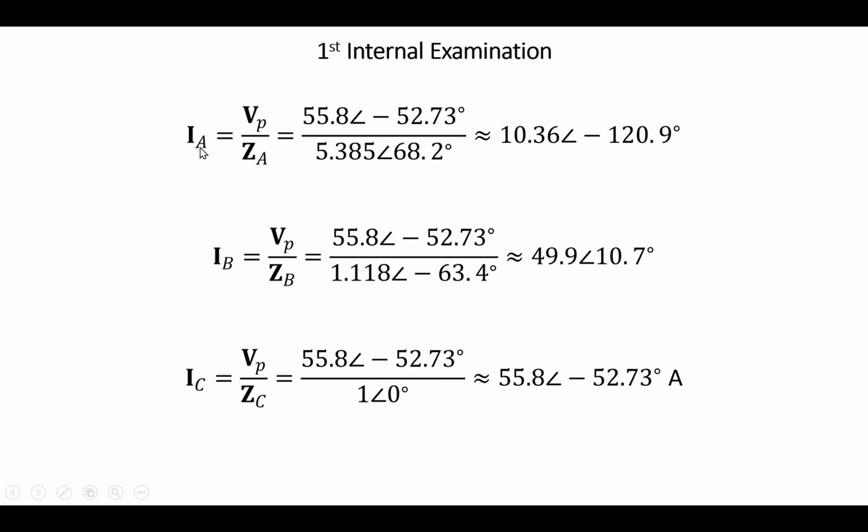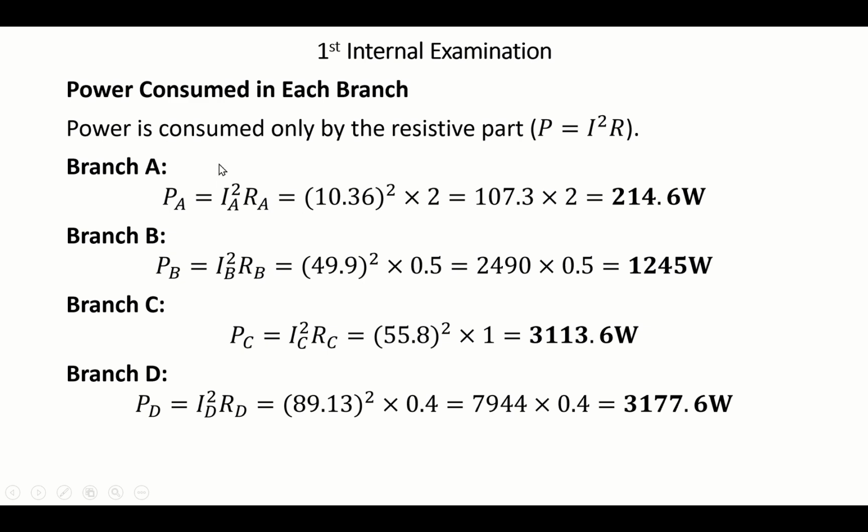Now to find the current that flows through branch A, we take the voltage across that branch divided by the impedance of that branch, which is 10.36 angle of this. Similarly, for the second branch, the voltage divided by ZB gives us IB as this value, and then IC comes out as this value. And the power can now be evaluated, since power is given as I square R.